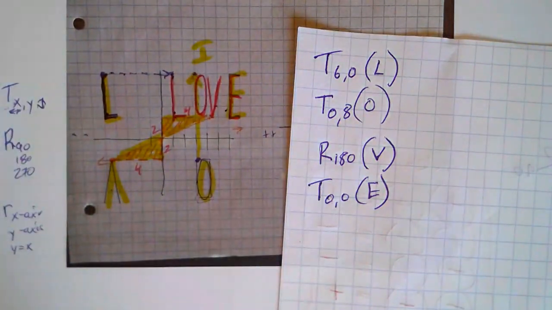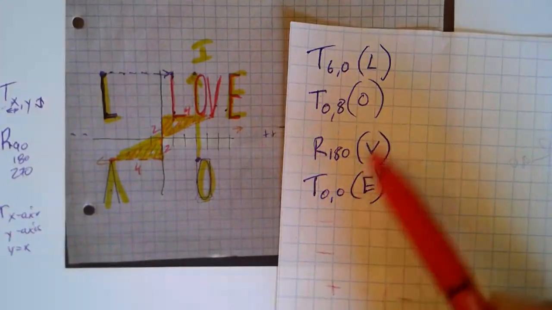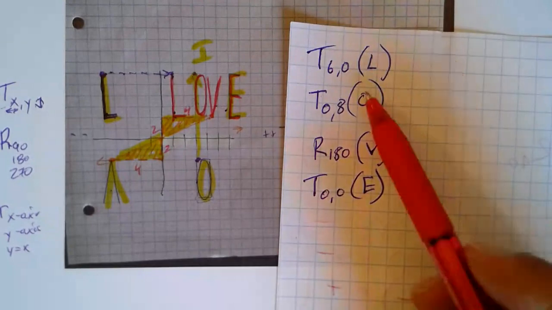And that's love. And this is how we did it. This is all you have to show. We didn't have to do the table method for all the points involved.